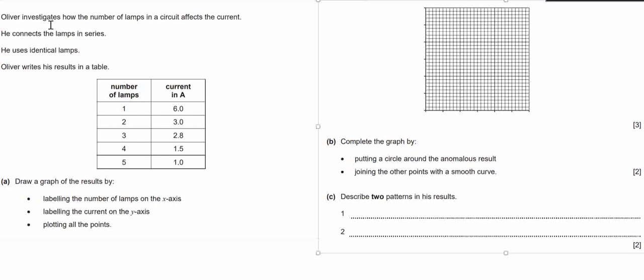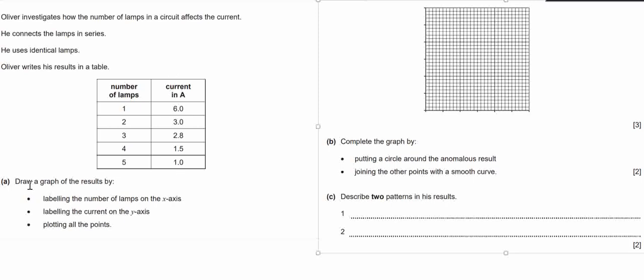Oliver investigates how the number of lamps in a circuit affects the current. He connects the lamps in series. He uses identical lamps. Oliver writes his results in a table. This is the table. Number of lamps 1, 2, 3, 4, 5. Current in amps is 6, 3, and then 2.8 and 1.5 and 1.